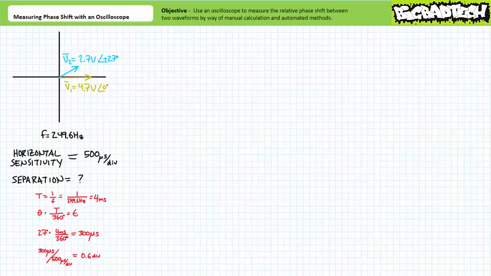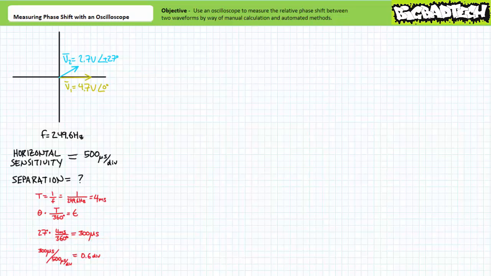Allow me to demonstrate. A waveform with a frequency of 249.6 Hz has a period of approximately 4 milliseconds. Given a phase shift of 27 degrees, this correlates to a time shift of 27 degrees times 4 milliseconds divided by 360 degrees, or 300 microseconds. Given a horizontal sensitivity of 500 microseconds per division, this correlates to a separation of 300 microseconds over 500 microseconds per division, or 0.6 divisions.